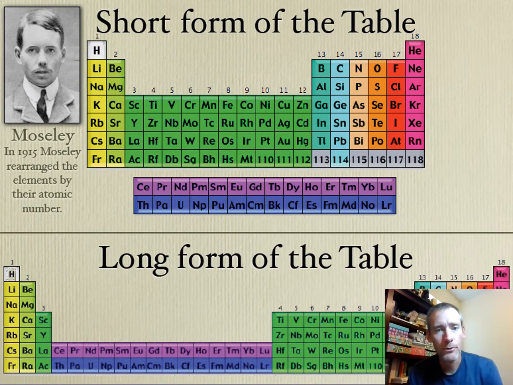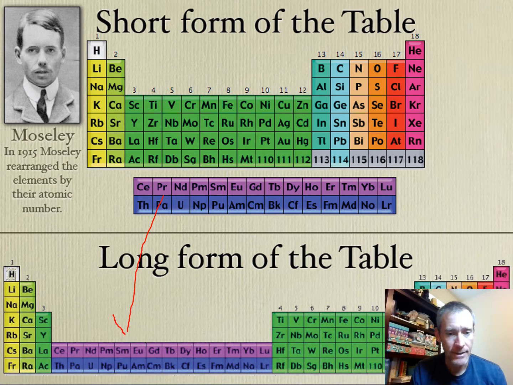So here's Mr. Moseley. In 1915, he arranged it with them having the same properties within the group. This is the short form table. The reason it's short form is that it fits better, because if you put the actinide and lanthanide series down here, it makes the table very long. So that's why they use the short form.